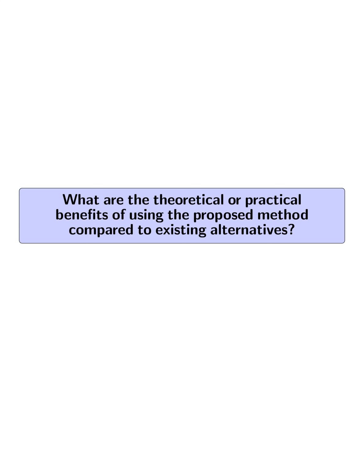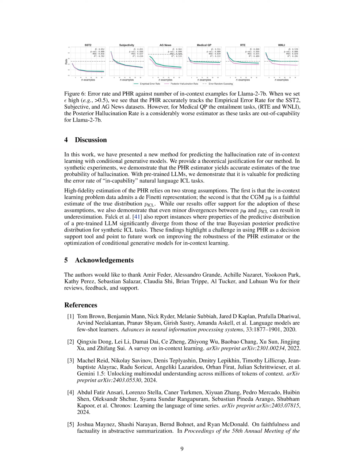What are the theoretical or practical benefits of using the proposed method compared to existing alternatives? The theoretical benefit of using the proposed method of estimating the hallucination rate for in-context learning with conditional generative models lies in its Bayesian perspective, which allows for a deeper understanding of the errors a particular application might make.